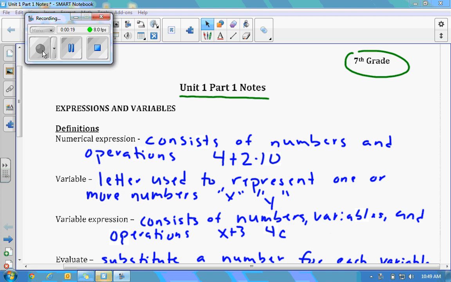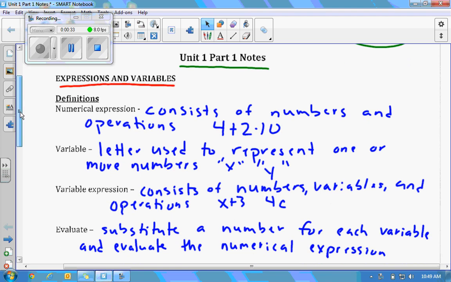So in this first section, we're talking about expressions and variables. The title of the part or section will always be right there in caps and in bold. So let's get a couple definitions down first. If you need to pause the video to write down the definitions, that's totally fine.